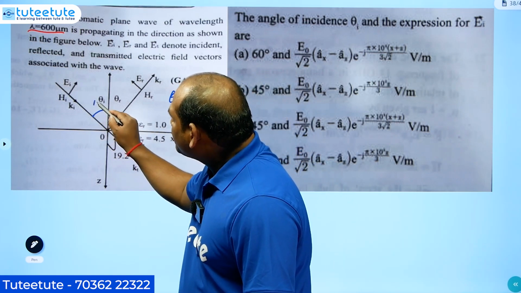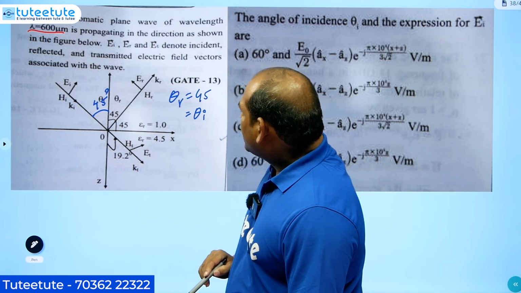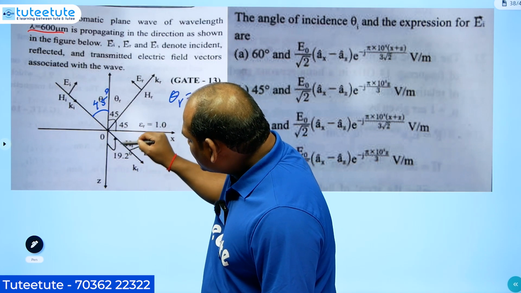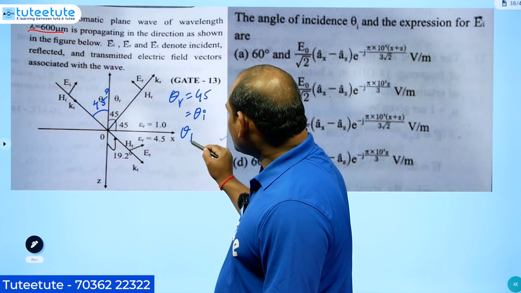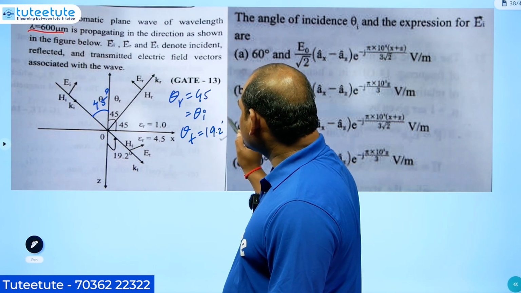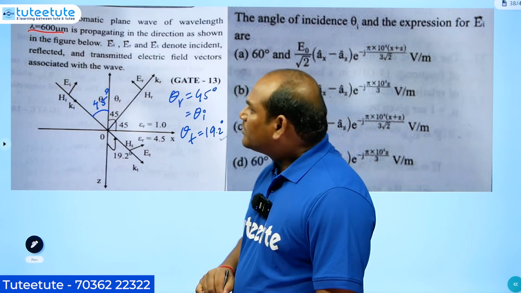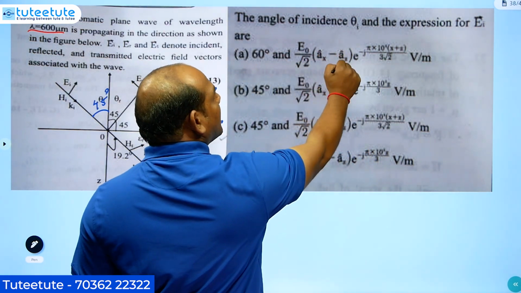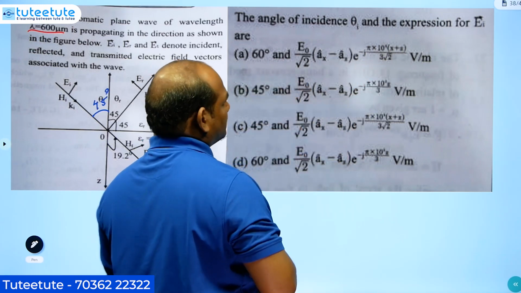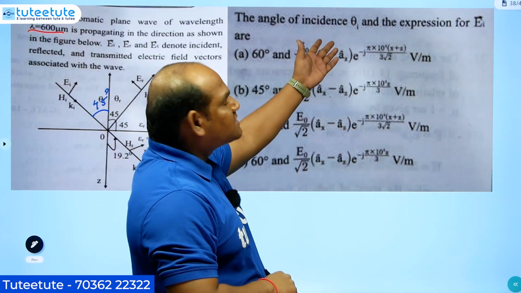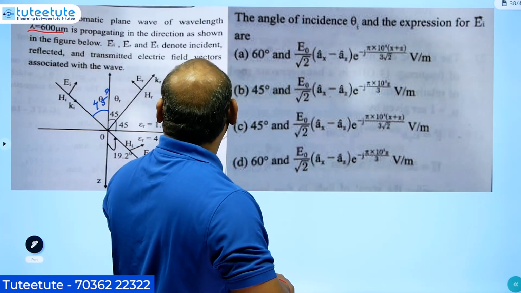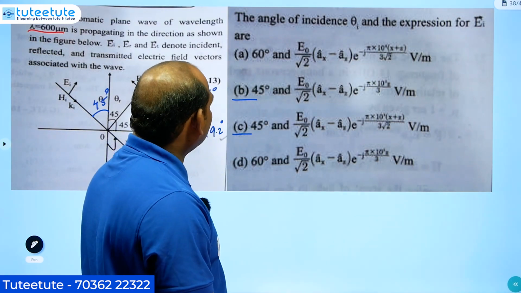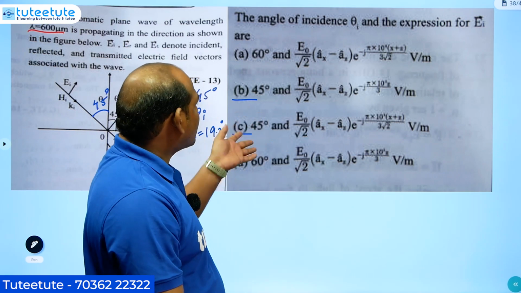So this will become 45 degrees. And what about theta T? This is the transmitted wave. It is making an angle with the normal, that is 19.2. So theta T is equal to 19.2 degrees. So all the angles are available with us. Now what we need to do? If you see the question, the angle of incidence theta I and the expression for EI. Angle of incidence is equal to angle of reflection, that is 45 degrees. So option B or option C. Both have 45 degrees only. So the answer may be B or C.